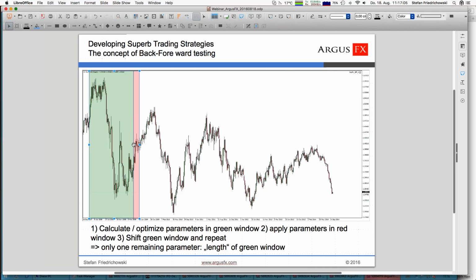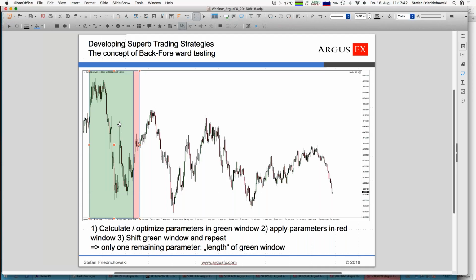The results of those trades within the red box, which are in the future, we would now store. So that will create our equity curve. We don't care about the real equity curve within the green box because that was the optimization box. But we care about all those trades within the red box, the future box. So those become the records of that trading strategy. What do we do next? Very simple.